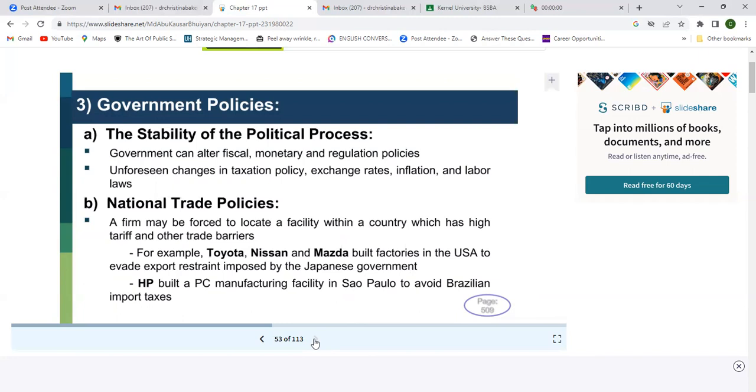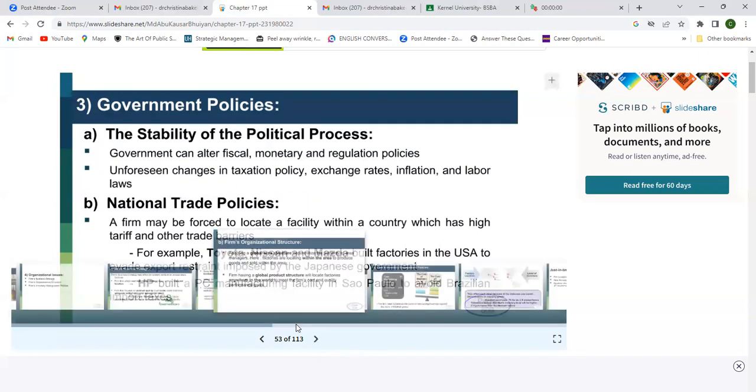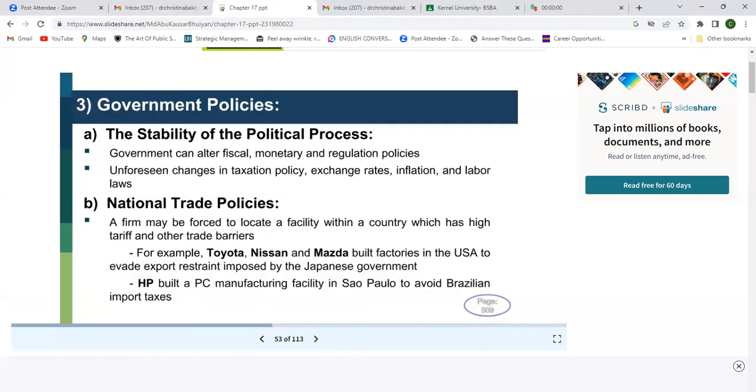National trade policies: a firm can be forced to locate a facility within a country with a high tariff and other trade barriers. For example, Toyota, Nissan, and Mazda built factories in the U.S. to evade the export restraint imposed by the Japanese government. HP built a PC manufacturing facility in Sao Paulo to avoid the Brazilian import tax.